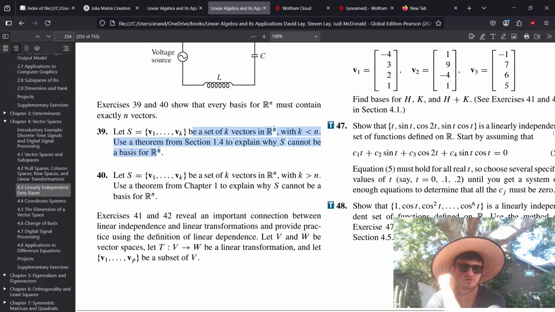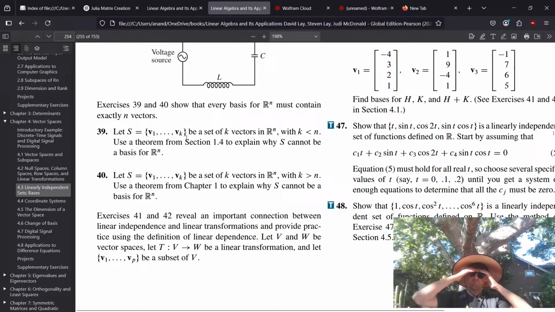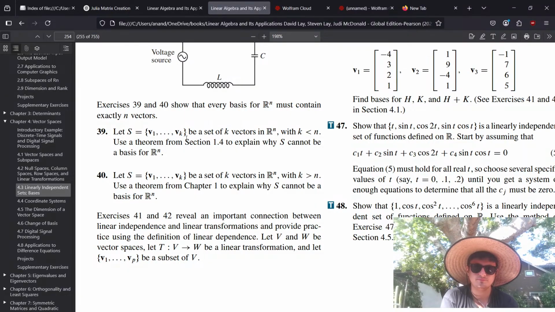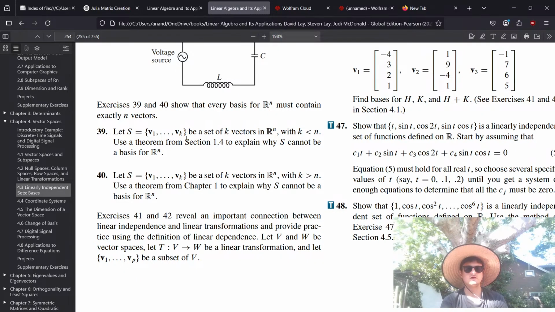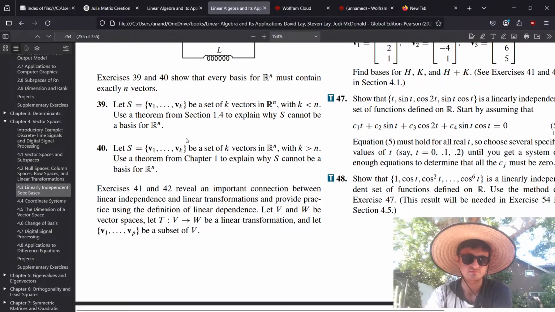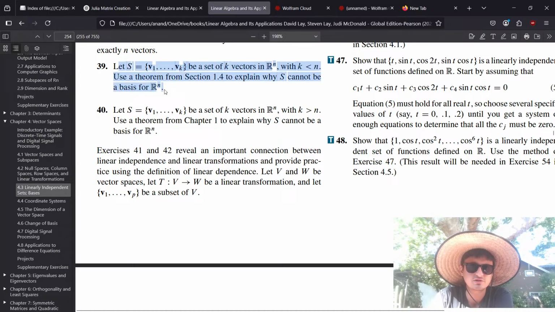So what are we trying to show? We're trying to show that... I think it's more so that v1 to vk cannot span Rn because you need n vectors to. Okay, whatever. I don't know what they're trying to get me to do, but you can't use less than n vectors to span dimension n.